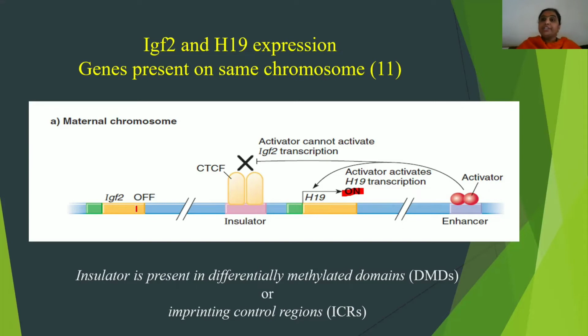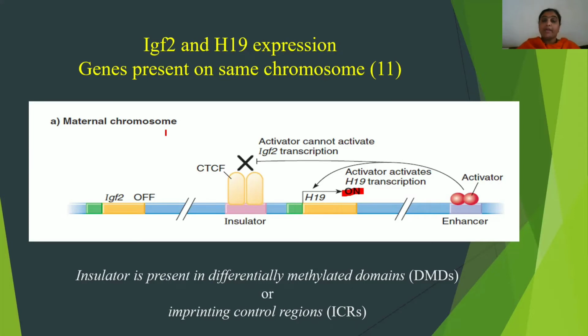Means the IGF2 is silenced. Okay, IGF2 is not expressed from the paternal side of the chromosome. So here, understand the expression pattern which is decided: from the maternal side H19 is only going to be expressed, IGF2 is not going to be expressed. And why is this going to happen?